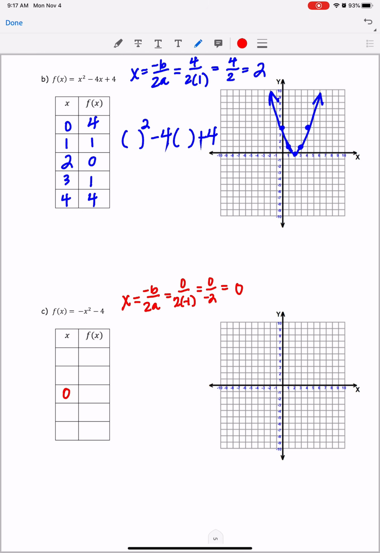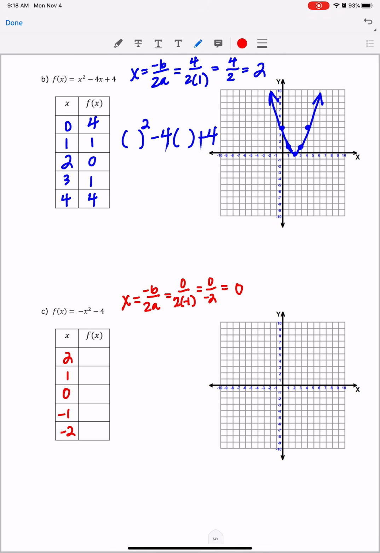Now you need to go 2 up and 2 down. So it does not matter if you go negative 1, negative 2, and then 1 and 2, or if you go 1, 2, negative 1, negative 2. Okay, just go 2 up, 2 down, because we know that these two are going to match and that these two are going to match. So it doesn't really matter which order you go in.